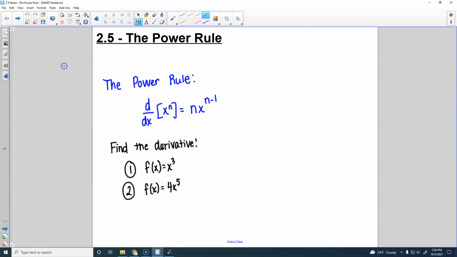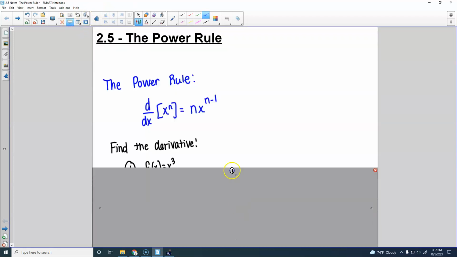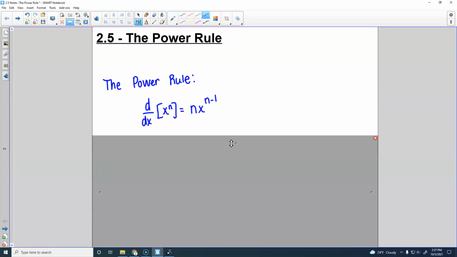Now, the d over dx, that's just the same thing as f prime. It says take the derivative of x to the n. And you don't have to copy down some of these problems, we're going to do them, but I don't want you to copy them down because that's just going to take you longer than need be.